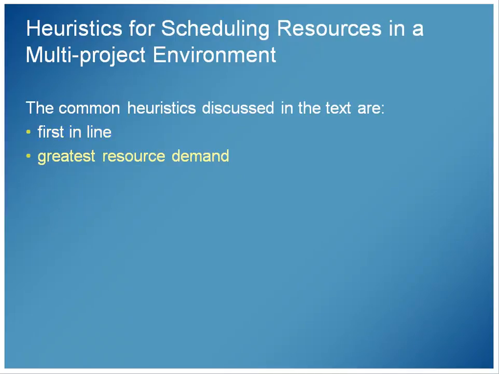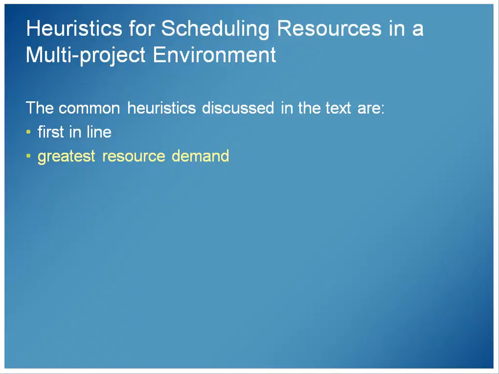The greatest resource demand. This heuristic or decision rule determines which projects in the company's portfolio will pose the greatest demand on available resources, and you allocate those resources first. Now, why do you allocate resources first? Well, projects with a lot of demand are very likely candidates for being bottlenecks.